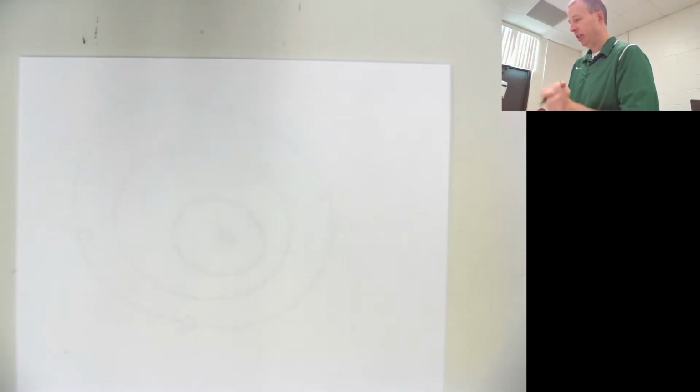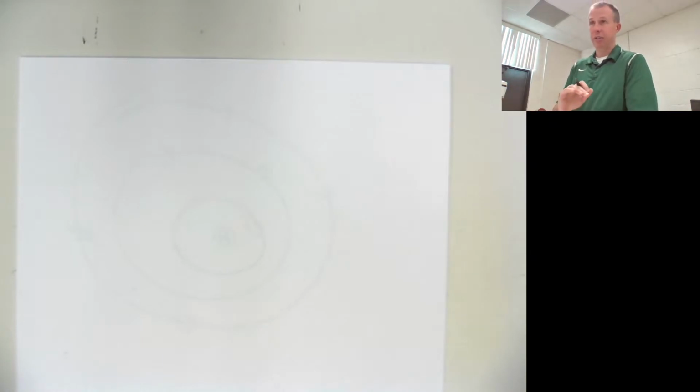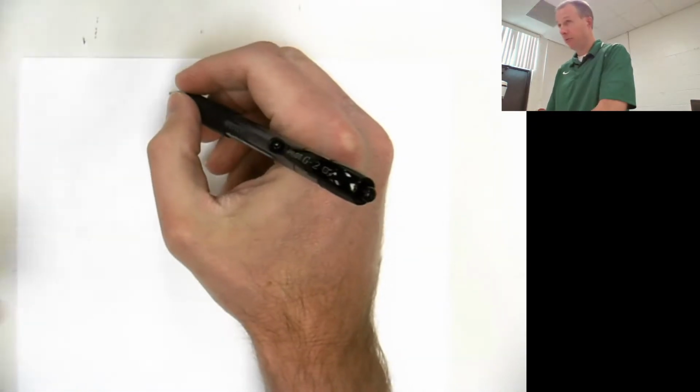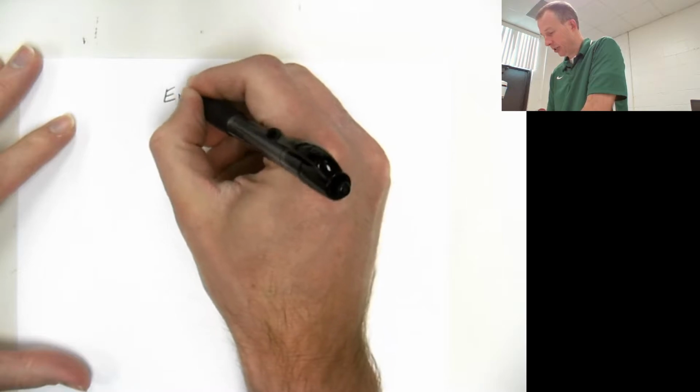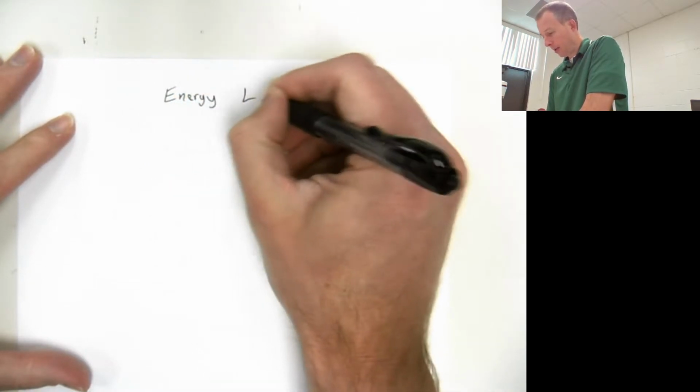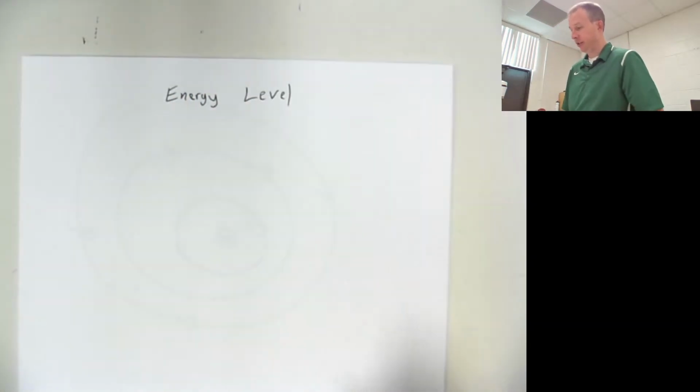But the basic idea is this. The goal right now is to predict where electrons are likely to be found. Think of it like if we were going to write a letter to an electron, how would we address it? The overarching organizational structure for an electron is its energy level.